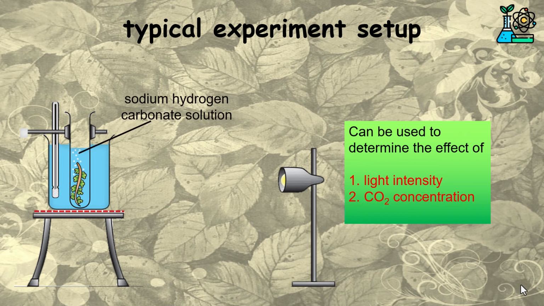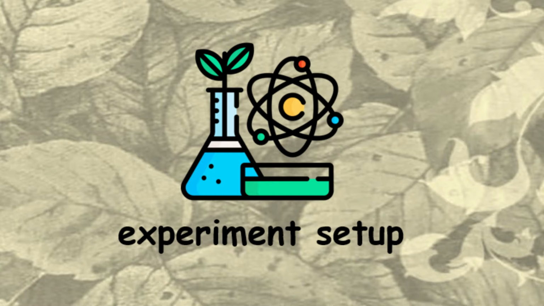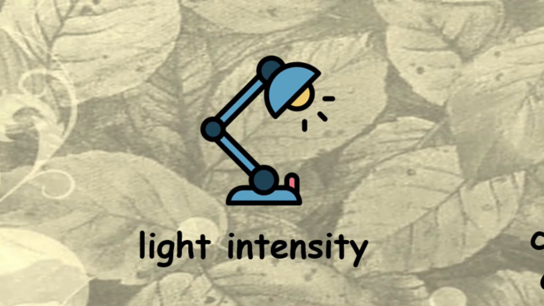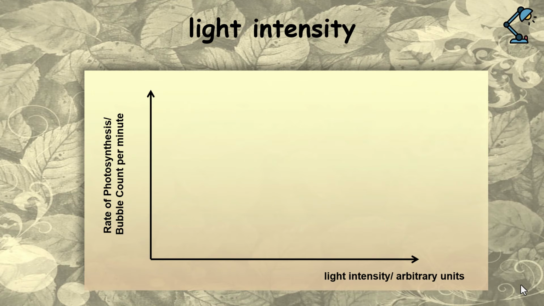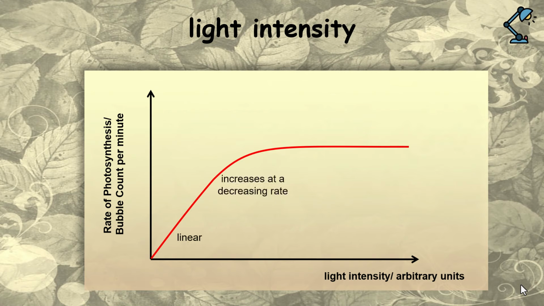Carbon dioxide concentration can be varied by adding carbonate into the solution, as well as temperature by increasing or decreasing the temperature of the water bath. Light intensity. For an increase in light intensity, you will see a curve that has an initial linear increase before the rate of photosynthesis increases at a decreasing rate.